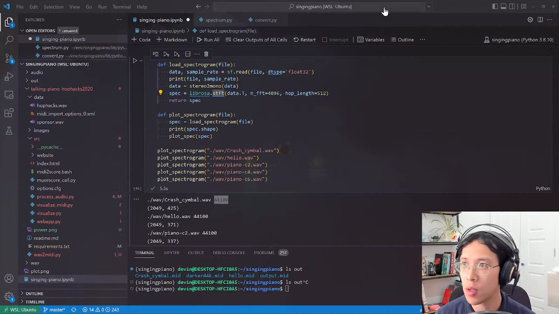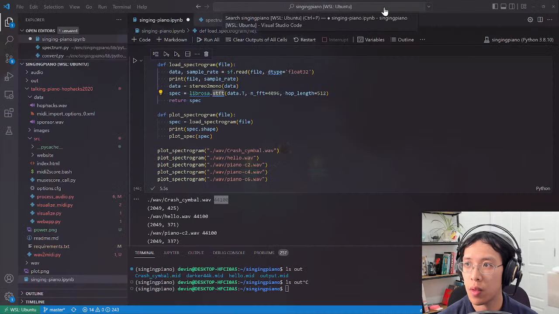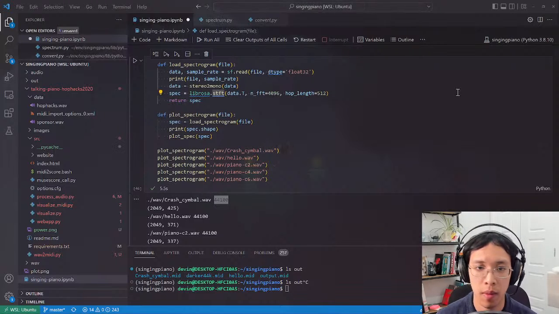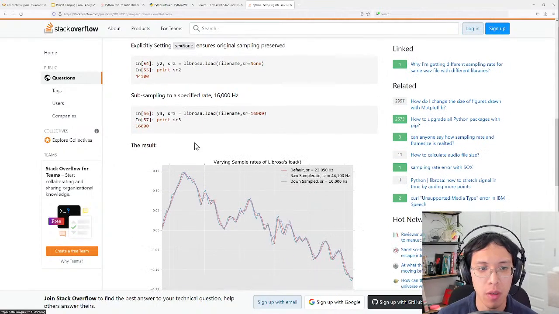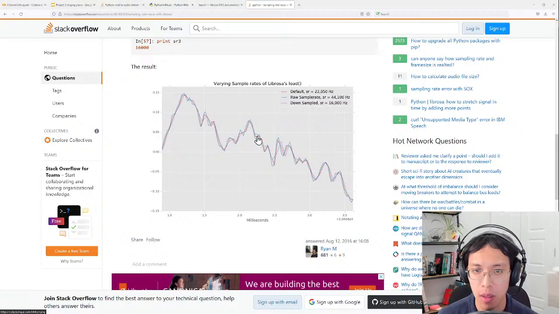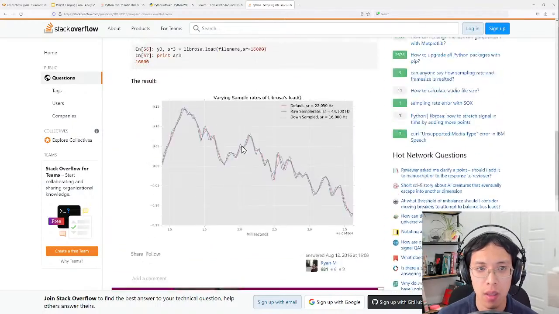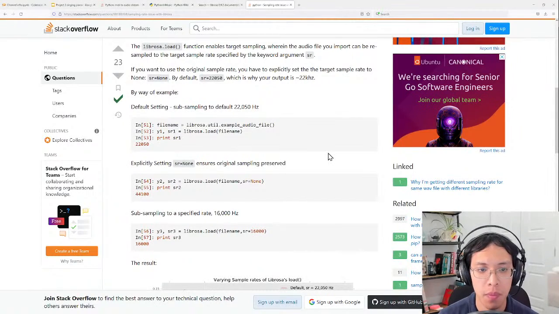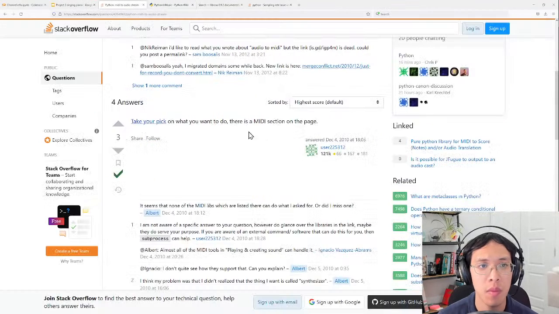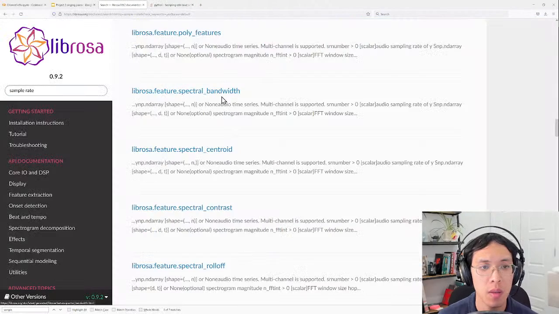So maybe I'll search elsewhere. librosa default sample rate. Okay, so this is telling me there's a way to subsample your file to whatever you want. That's great, but that's not what I want. I want librosa to work in the sample rate that I give. Okay, let's see what's going on here.